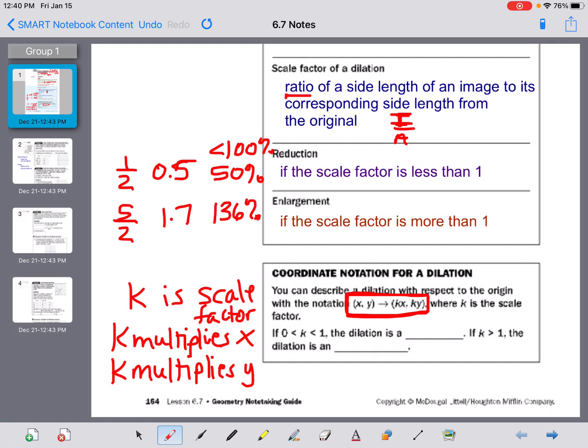All right, so the second part of the rule here, if k is between 0 and 1, which means it's less than 1. By the way, we don't go negative scale factors, okay? So when I say less than 1, I don't mean in the negatives. I mean between 0 and 1. The dilation is a reduction. And if k is larger than 1, then the dilation is an enlargement. Okay, so a page here full of rules, full of ideas. Let's go practice them now on the following pages, okay?